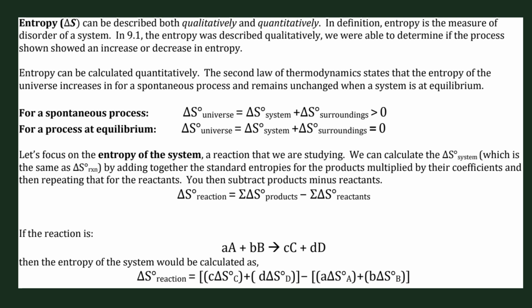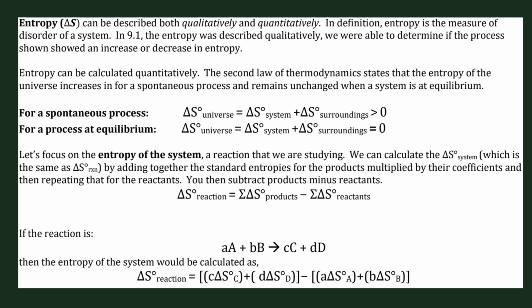Entropy, or delta S, can be described both qualitatively and quantitatively. In definition, entropy is the measure of disorder of a system, like we kind of mentioned before. In this qualitative description, we're able to tell if there's an increase or decrease in entropy. However, looking at it quantitatively, we have to be able to calculate. And the second law of thermodynamics states that the entropy of the universe increases in a spontaneous process and remains unchanged when a system is at equilibrium.